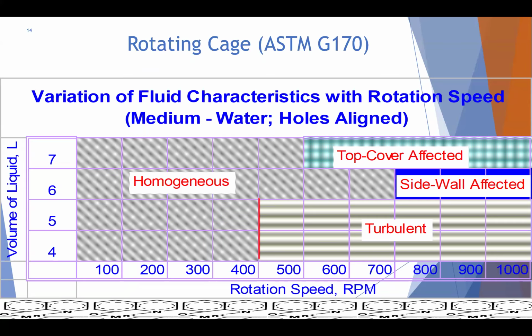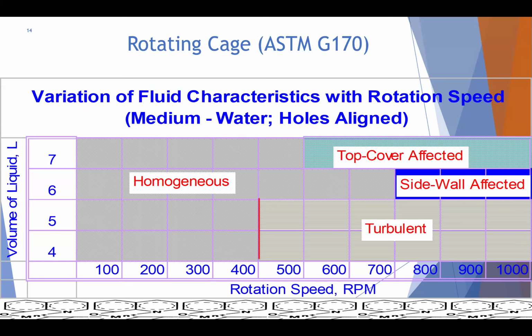So when we say ASTM, you are talking about a particular geometry, and the flow pattern of that geometry varies as a function of four properties. One, the medium, whether it is water or sodium chloride or crude oil, whether the holes are aligned or not, what is the volume of the solution that was used, and what was the rotation speed. Four parameters. And again, ASTM provides this information in a tabular form.